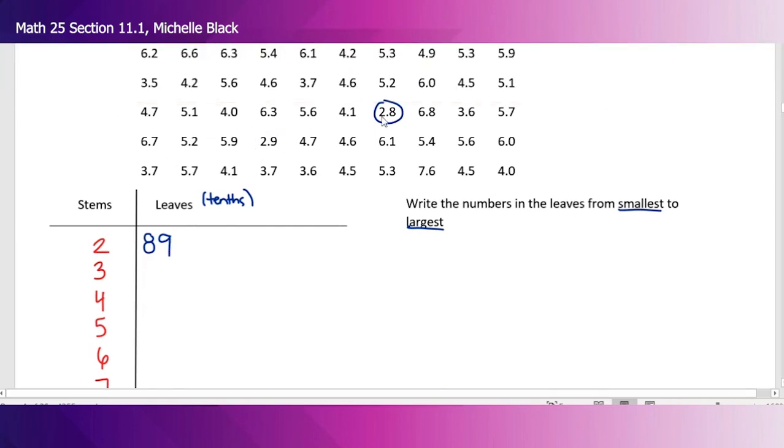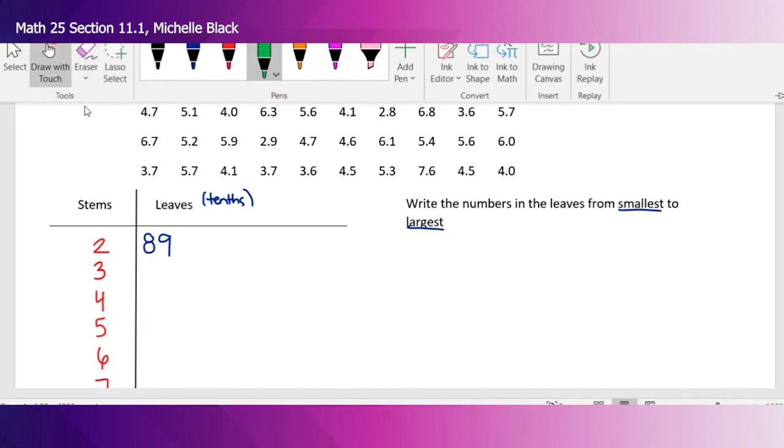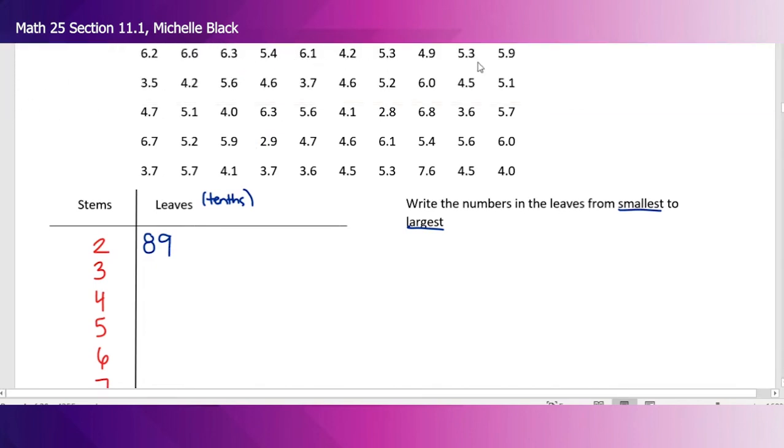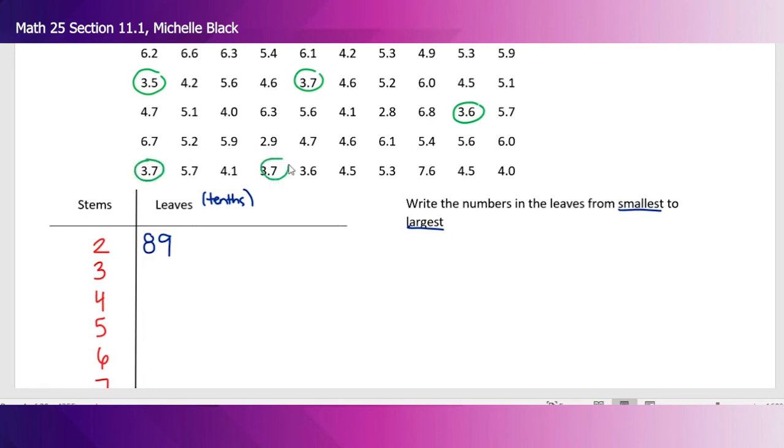Let's do this for the 3s. So let's go through and let's circle all of the values that start with a 3. So I have a 3.7, 3.5, 3.6, 3.7, 3.7, 3.6. I think that's it. So the smallest of all of these leaves would be the 5. And then I have 2 6s, so 6, 6. And then I have 3 7s.